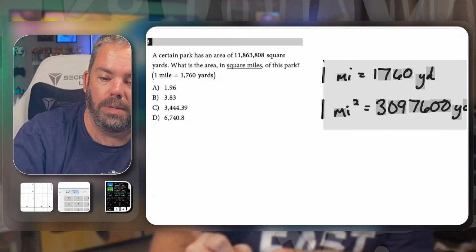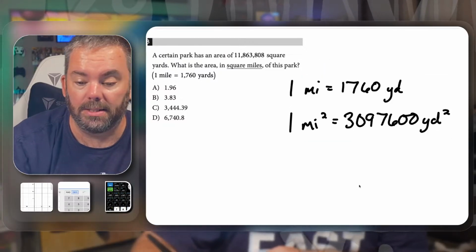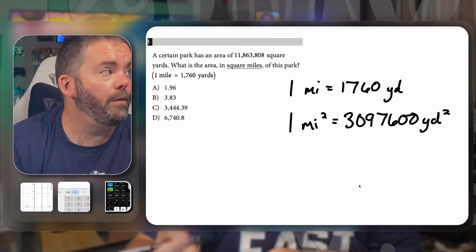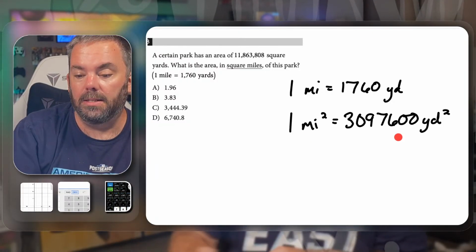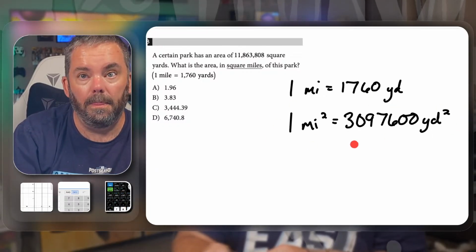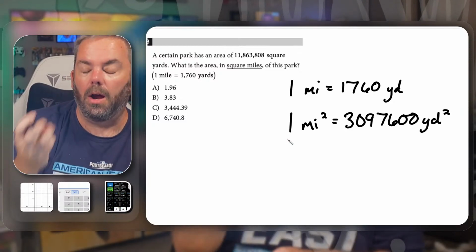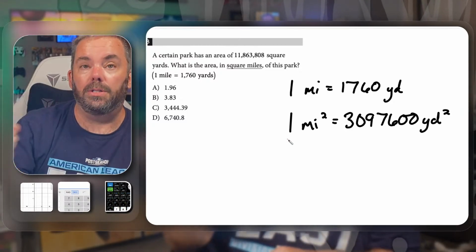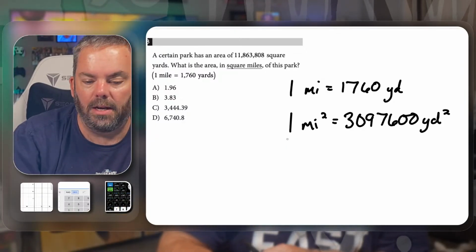So I do want to be clear about one thing. Notice you do not have to memorize how many yards are in a mile, right? For both of these problems, they told you that. And the reason why they did is because this is the hard part, right? The hard part is knowing how to go from miles and yards to square miles and square yards. All right, so now let's set up this conversion.